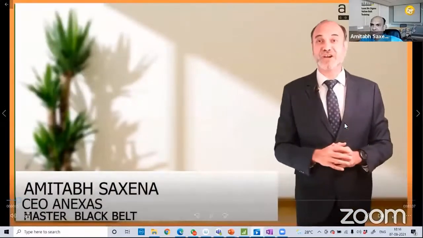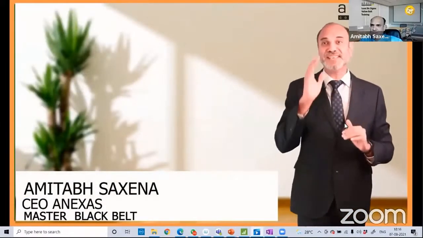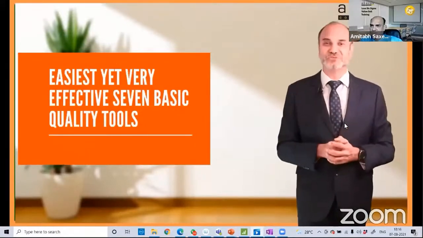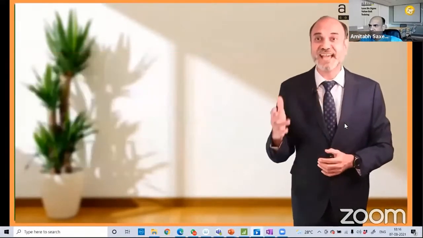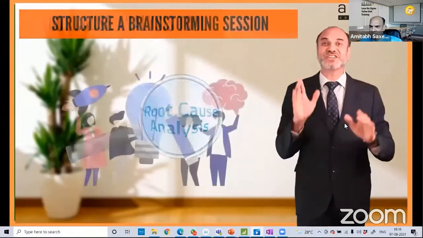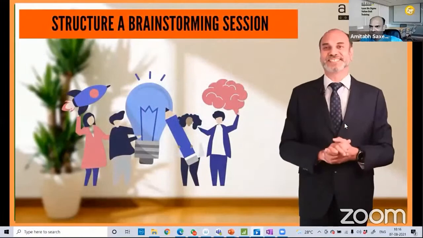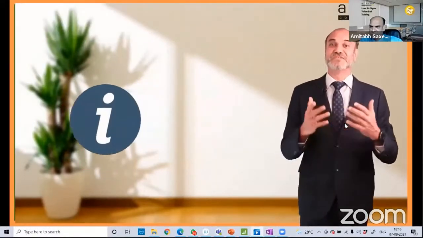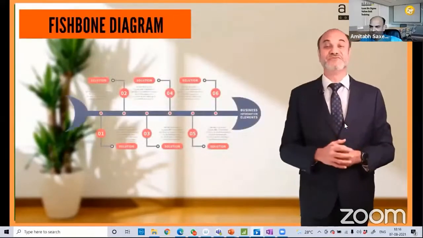Now we are going to talk about one of the easiest but very effective 7 basic quality tools. This is about a root cause analysis tool which can be used to structure a brainstorming session. That's right, I'm going to give you some information about the very famous and useful fishbone diagram. Fishbone diagram is also known as the Ishikawa diagram.